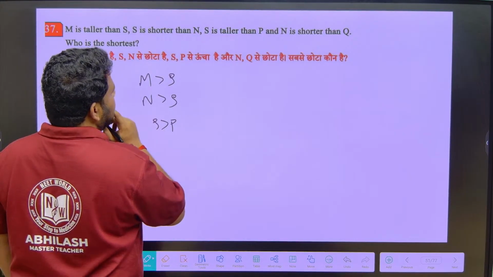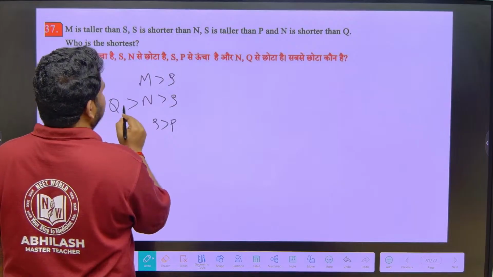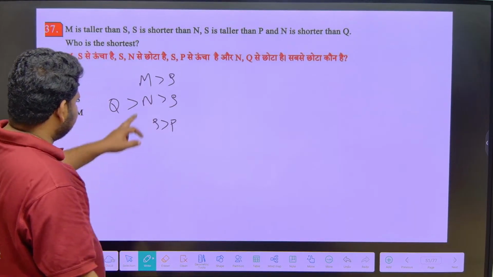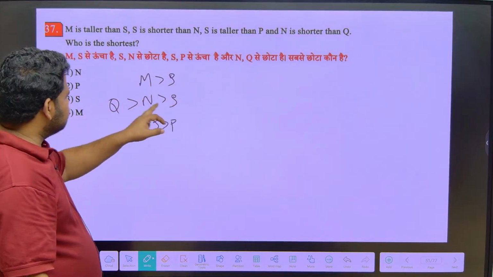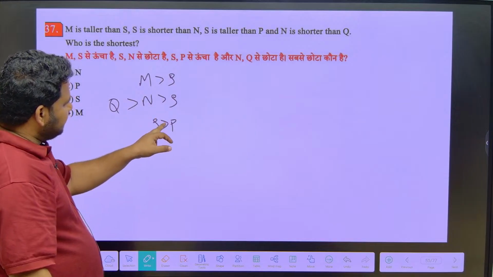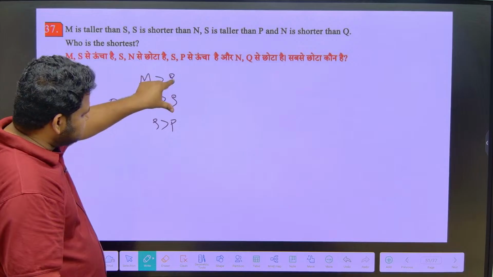Okay, and N is shorter than Q. Okay, who is the shortest? They are asking, who is the shortest? From this, both M and N are greater than S. Q is greater than M and N. Q is greater than N. Okay, no problem. S is greater than P. If you compare this, out of this, the shortest is S.